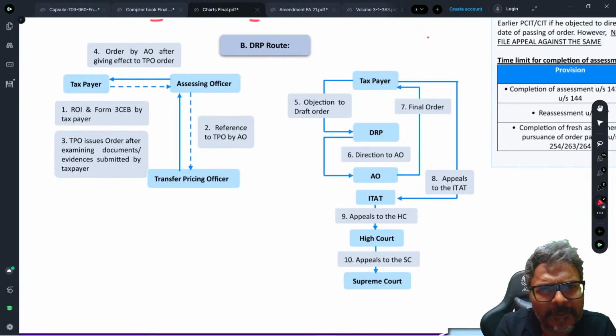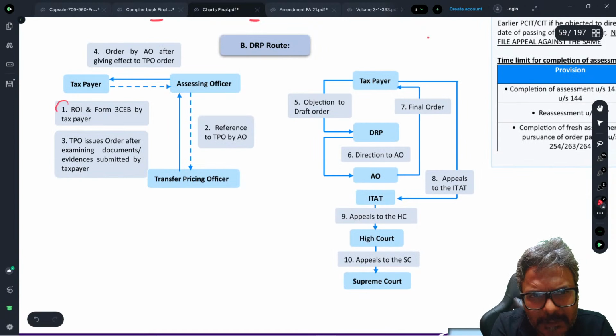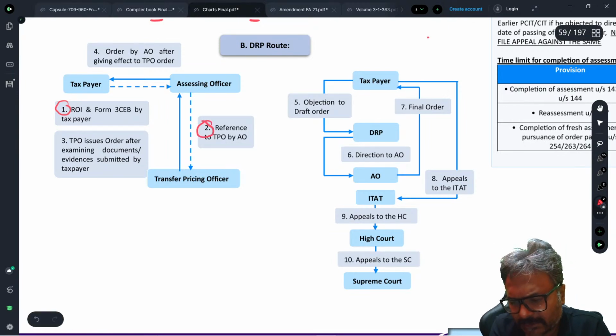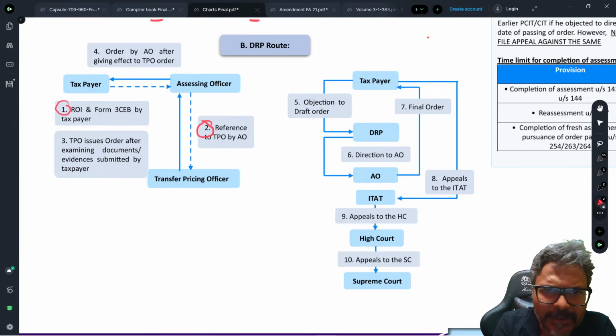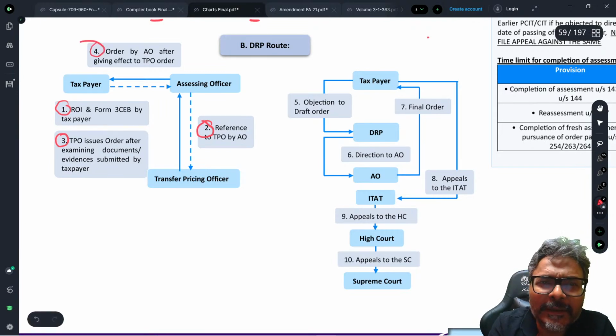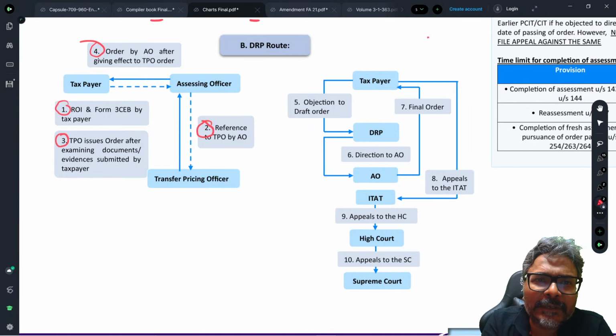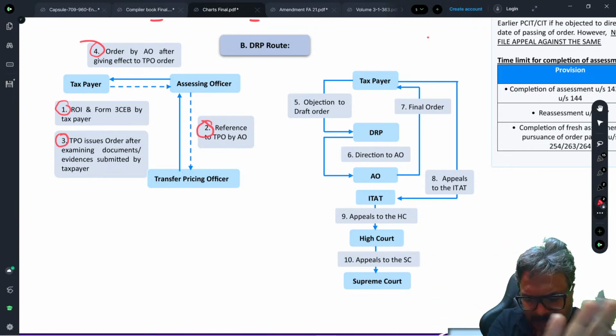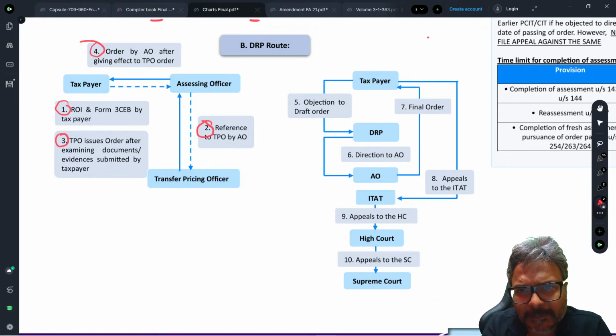The initial reference will remain the same, like the ROI and the form filed by the taxpayer. Then thereafter, students, the reference is made to the transfer pricing officer by the AO. Thereafter, the transfer pricing officer issues the order after examining the documents and evidence submitted by the taxpayer. And point number 4 is the order by the AO after giving effect to the transfer pricing order. After giving effect to what? To the transfer pricing order. Okay, that is the entire scenario. Now see what happens here.